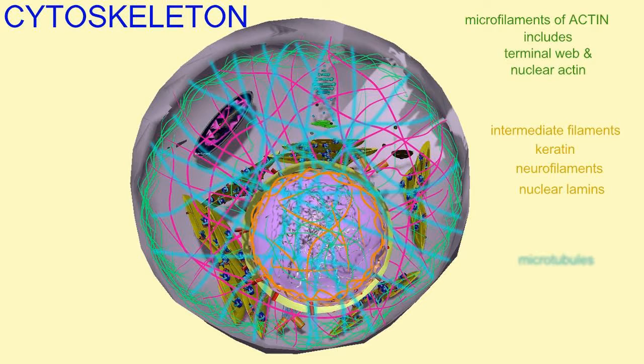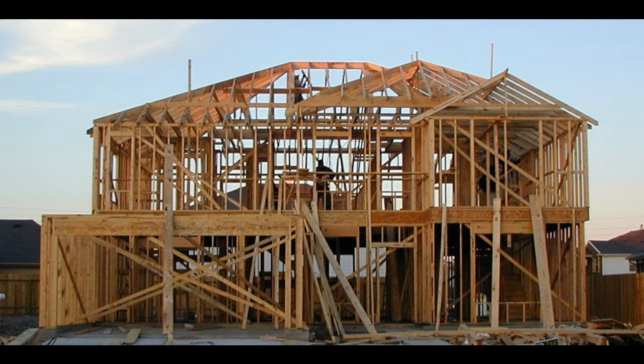The cytoskeleton is a complex array of proteins that give cells shape and coherence. The cytoskeleton is similar to a house frame because a house frame gives a house shape and structure, like the cytoskeleton gives cells shape and support.